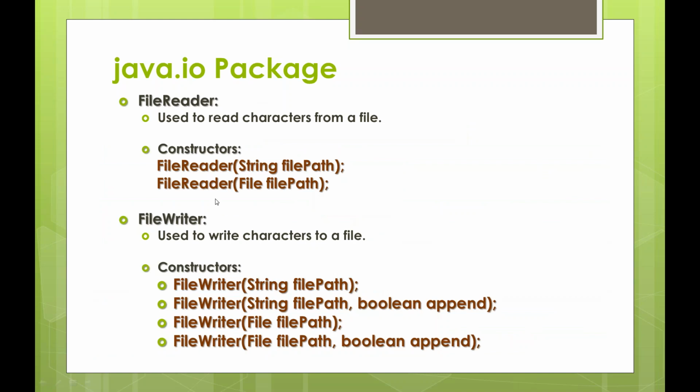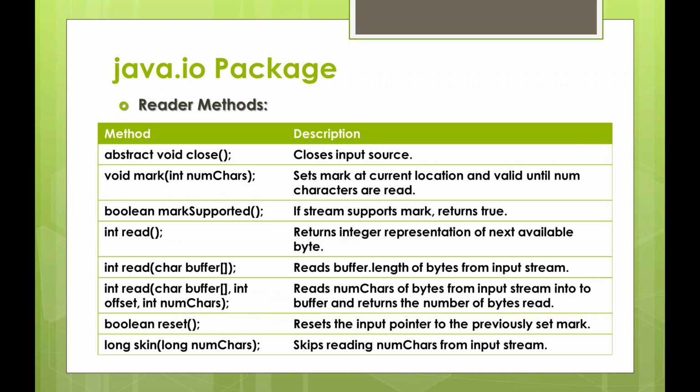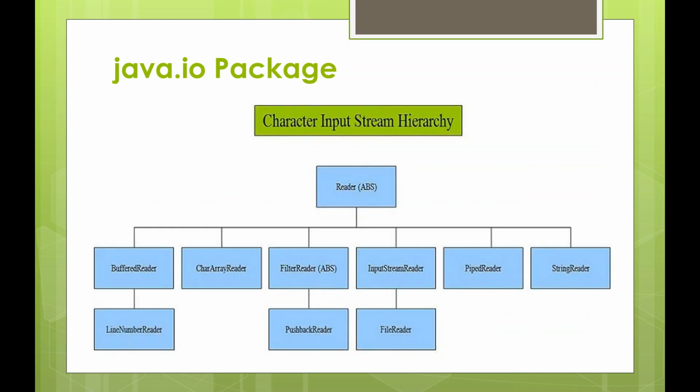File reader and file writer are two concrete classes which extend from reader and writer respectively. For reading characters, you use file reader. For writing to a particular destination, you use file writer. These are the constructors, similar to what we had for input stream and output stream. These are commonly used constructors, and there may be others also. Here we specify the boolean value to indicate whether to open the particular output destination in append mode.